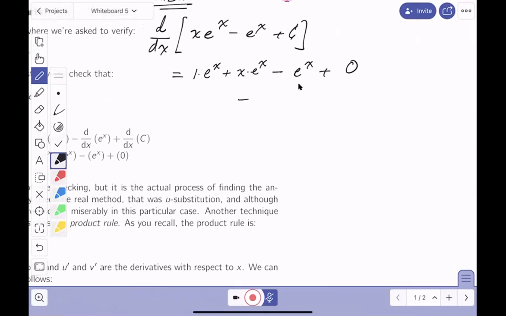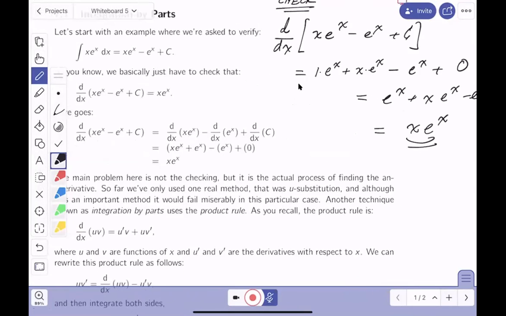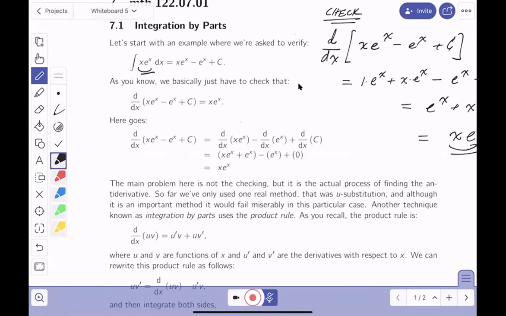So what do you get over here? Well, you get e to the x plus x e to the x minus e to the x. And what's nice about this, the e to the x's disappear. So we're left with this. Now you should verify that this is in fact the integrand, and it is. So they're easy to check, all right? By the way, the work is over here as well. My chicken scratch typed up work.